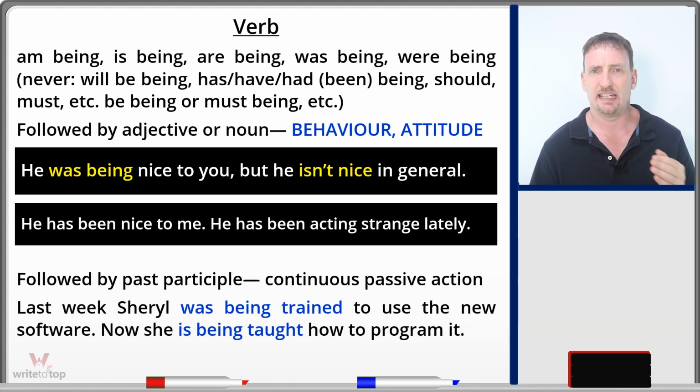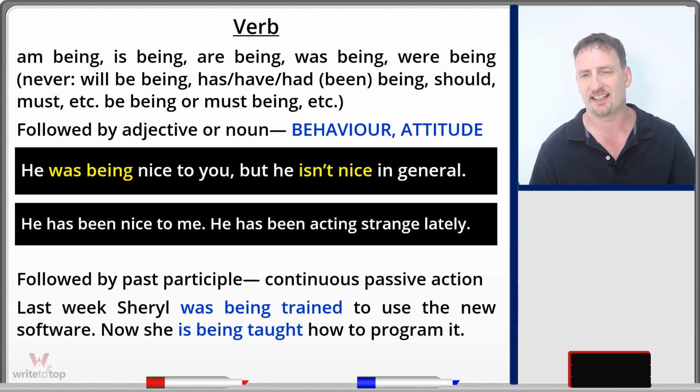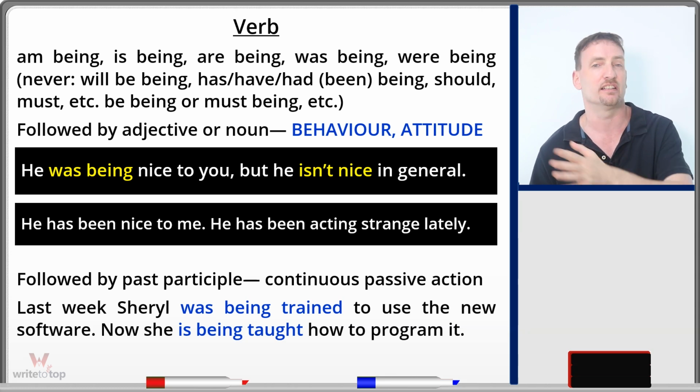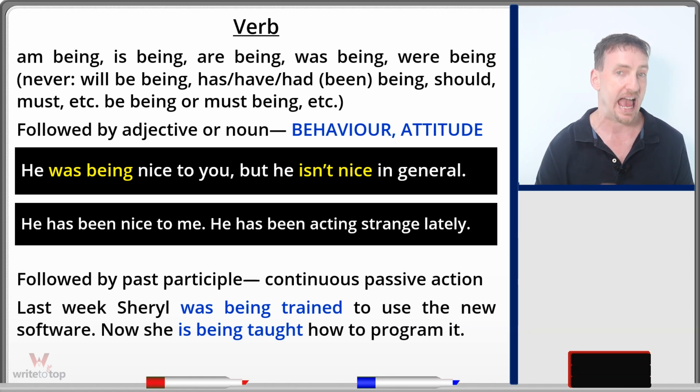Notice that I'm not saying he has been being nice to me. When you're talking about perfect tenses, you're just using the adjective with been. And then you can say he has been acting strange lately. If you want to talk about actions, use the verb acting.